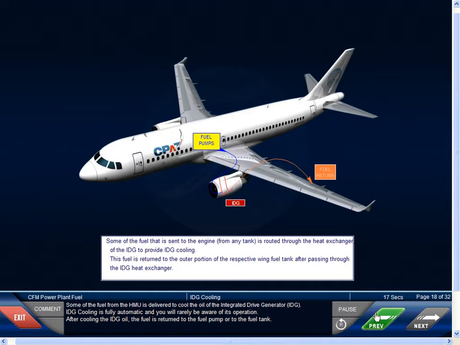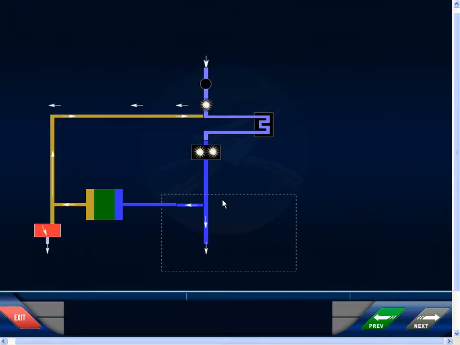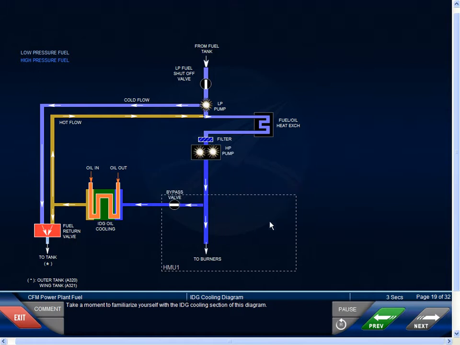Now, some of the fuel from the HMU is delivered to cool the oil of the integrated drive generator, or IDG. IDG cooling is fully automatic, and you'll rarely be aware of its operation. After cooling the IDG oil, the fuel is returned to the fuel pump or to the fuel tank. Take a moment to familiarize yourself with the IDG cooling section of this diagram.